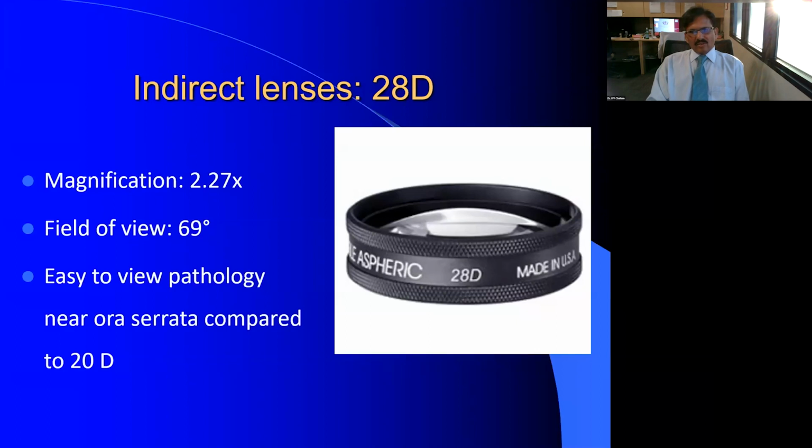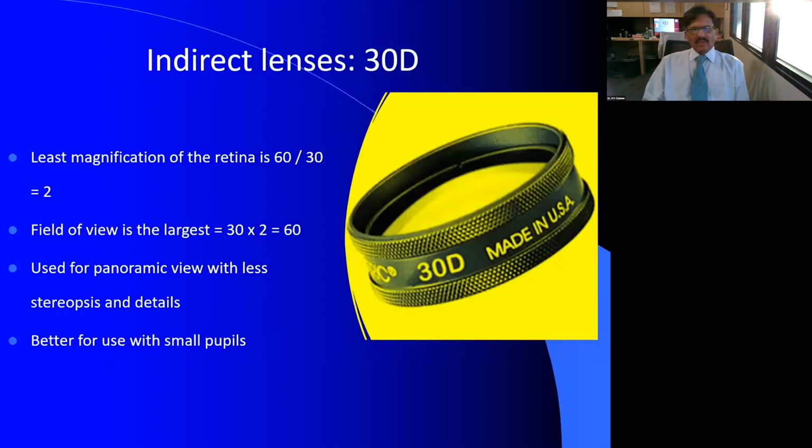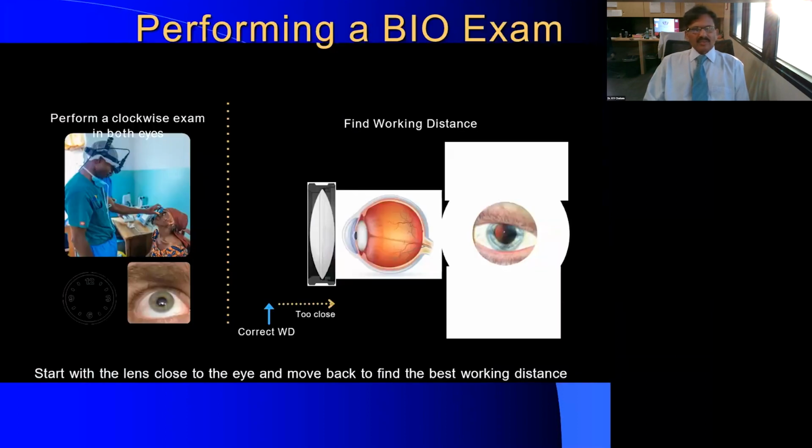The downside is, of course, the magnification is less. It only magnifies roughly 2.2. The field of view, however, is larger, 70 degrees, making it easier to view pathology in the periphery, especially in postoperative cases or when the patient has an air-filled eye. The 28 tends to be more user-friendly than a 20 diopter or 14 diopter lens. The 30 diopter is not really that different. 30 and 40, I just put for comprehensive sake, just a picture of it with the same dimensions.